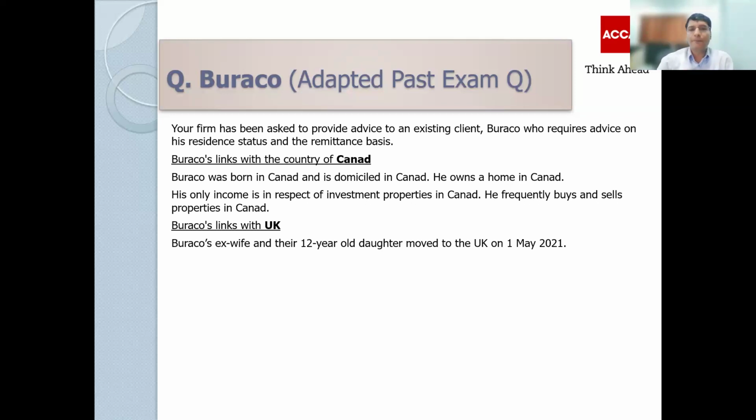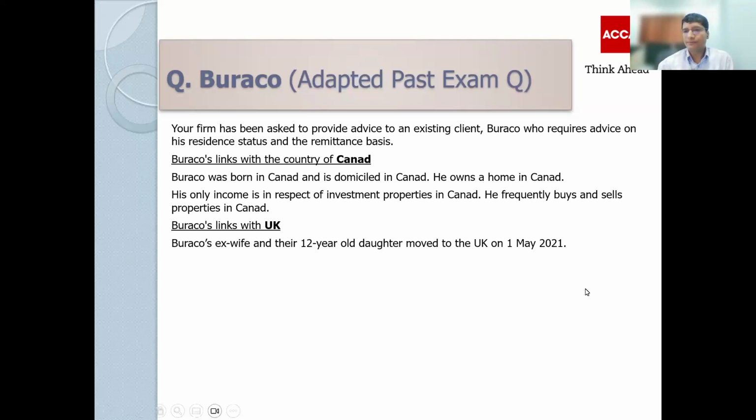There are 3 things here. Number 1, the date, 1st of May 2021. That means the tax year is 21-22. That's the first point. Second, 12 years old daughter. That means what we call is minor under the age of 18. So the family relation. Ex-wife. Would ex-wife be a family relation?